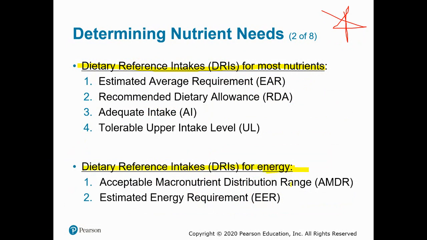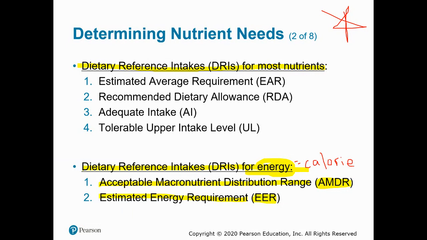So maybe I could have put this bottom one first because this is how my brain organizes it. I remember that these 2, the acceptable macronutrient distribution range, which we fondly will call the AMDR, and the estimated energy requirement, which we will conveniently call EER, are specific to energy only. So remember, what does energy mean? Energy is synonymous with calorie, or fuel, but in this case, let's say calorie.